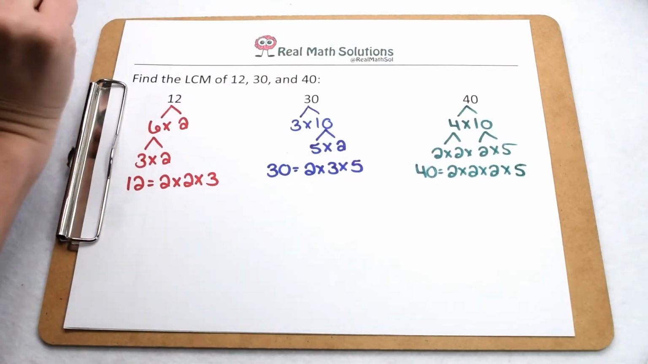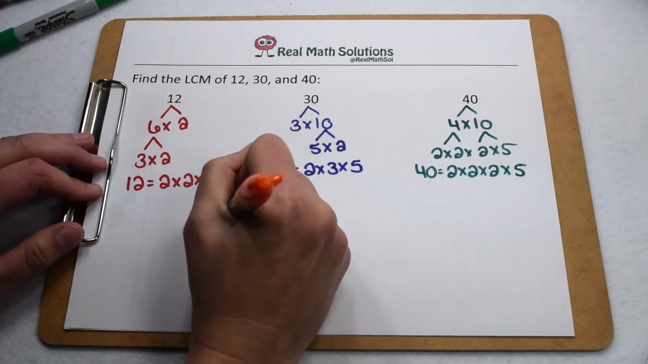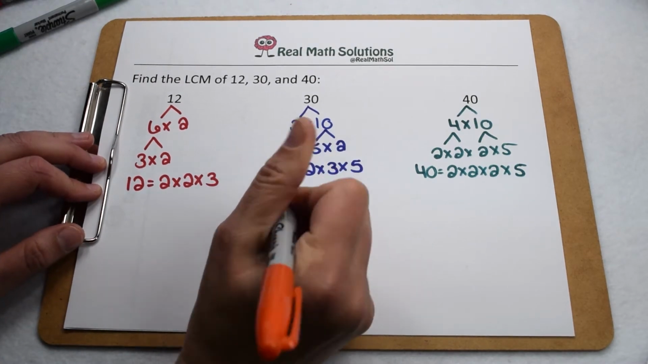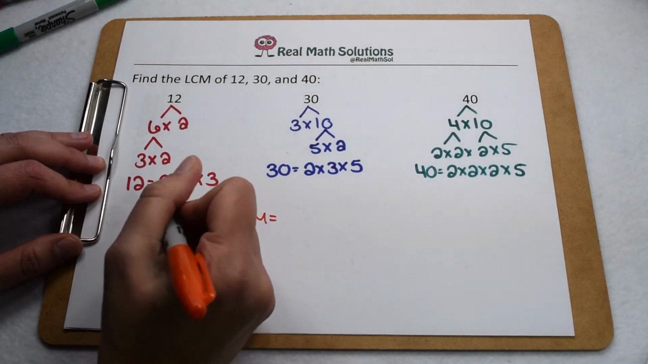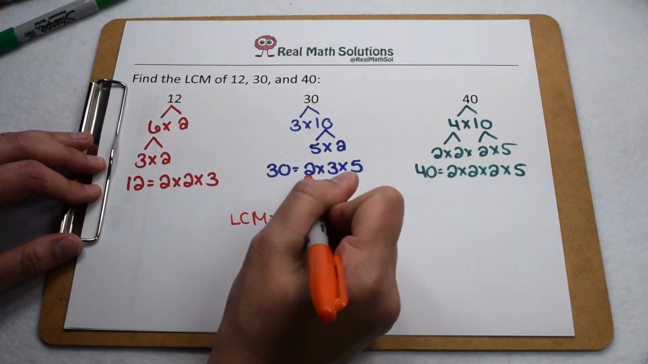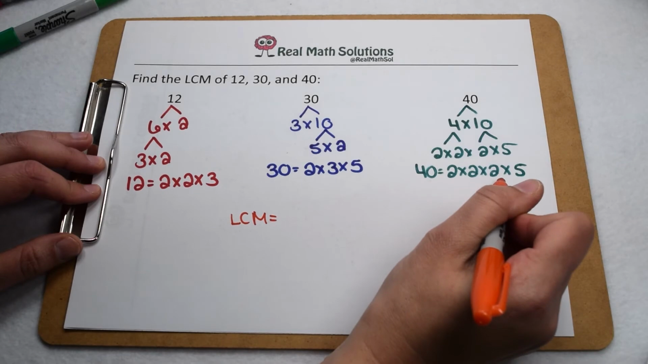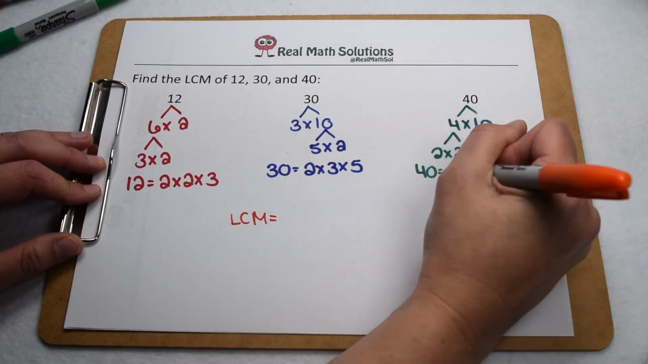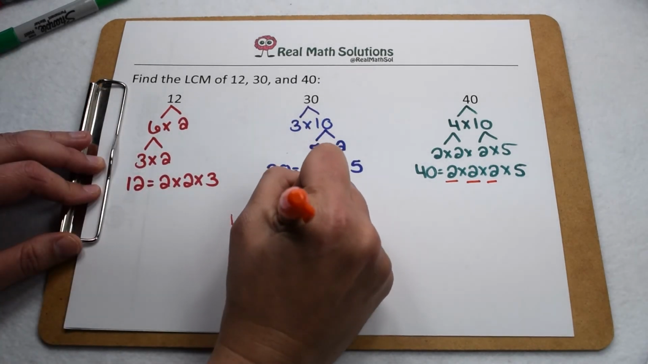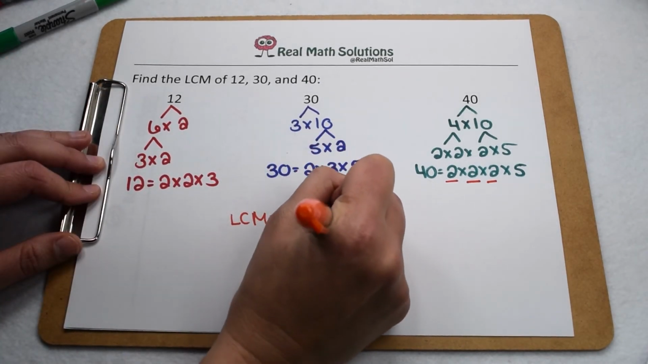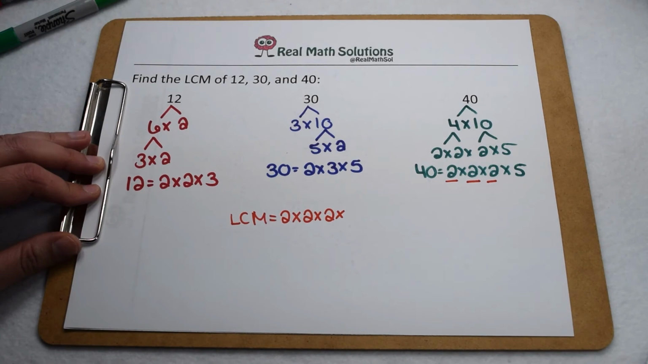Now when we look for their least common multiple, we need to look at what prime factors occur and how many times they occur. We'll start with 2. 12 has two 2's, 30 has one 2, and 40 has three 2's. For the least common multiple, we want to use the most of each prime factor. So since 40 has three 2's, we'll use those three as part of our least common multiple.